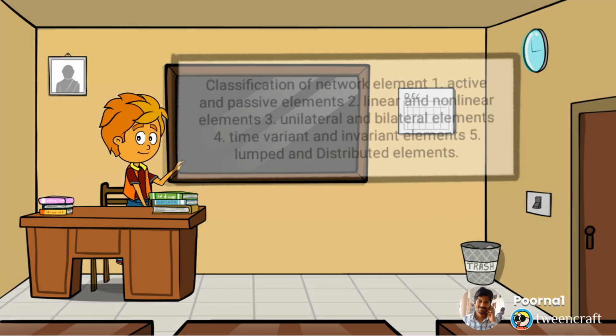Classification of network elements. First one is active and passive elements. Second one is linear and non-linear elements. Third one, unilateral and bilateral elements. Fourth one, time variant and invariant elements. Fifth one, lumped elements and distributed elements.